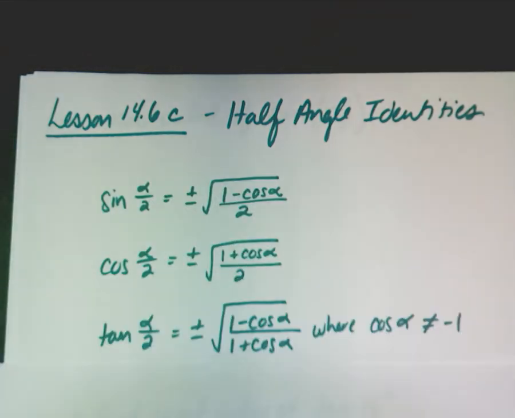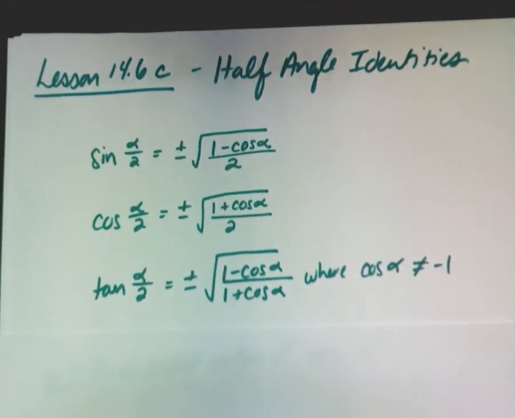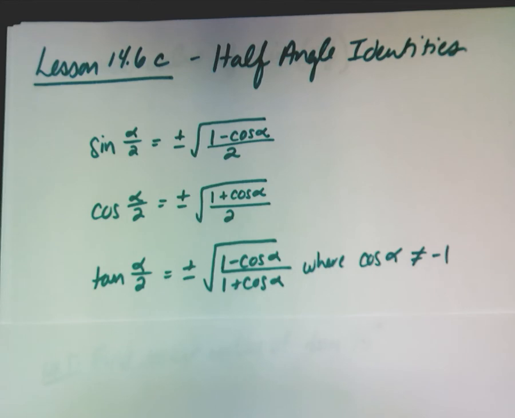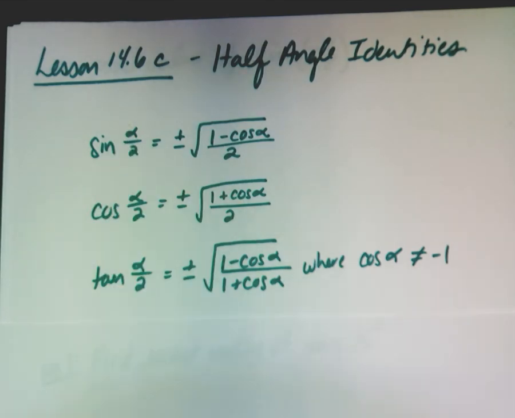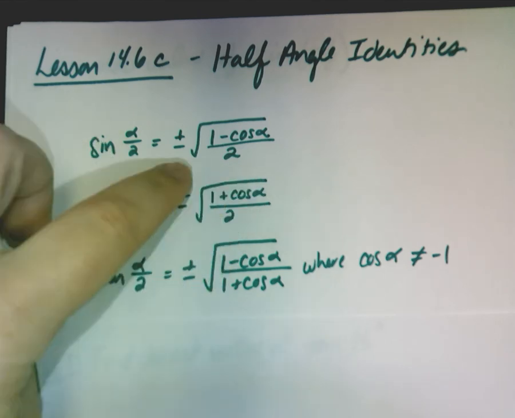All right, half angle identity. Need to write these down. I have a new little Greek symbol for you called alpha. This is little lowercase alpha. It just means an angle. It's just like theta, okay? Or you could put like the letter A, whatever you want to put. But the sine of alpha over 2, so it's a half angle, is equal to plus or minus the square root of 1 minus cosine alpha divided by 2. By the way, this is all underneath the radical.